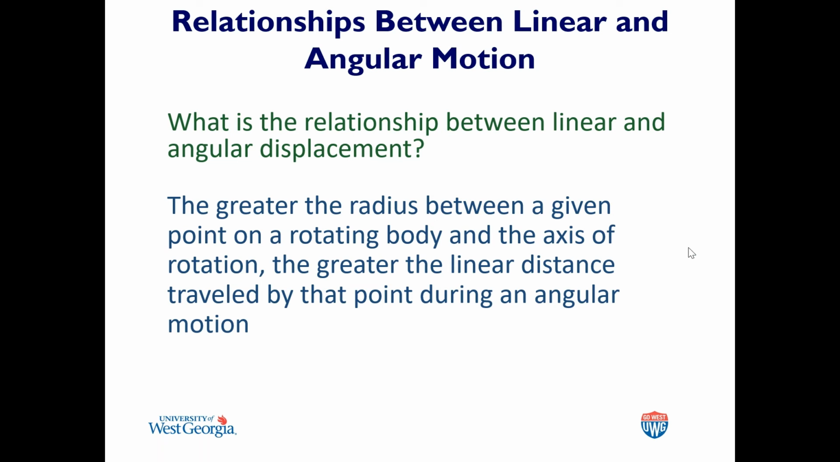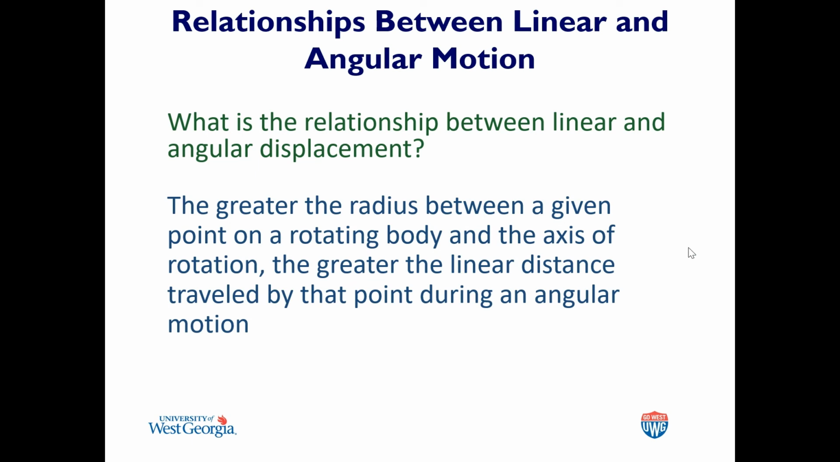So when we look at this, we tend to put them into different categories, angular motion and linear motion, but the things we do tend to incorporate both. The relationship between linear and angular displacement is that the greater the radius between the point of rotation and the axis of rotation, the greater the linear distance traveled.